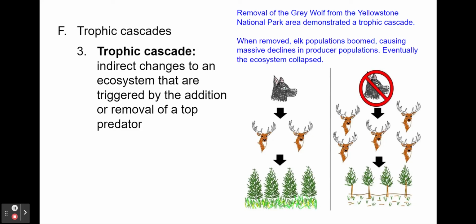On the left, we have an intact ecosystem from Yellowstone National Park. Gray wolves at the very top of that food web were overhunted by humans and essentially removed from the Yellowstone National Park area. When the gray wolves were removed, elk populations boomed, causing massive declines in producer populations that the large elk population ate. Eventually, the ecosystem collapsed.